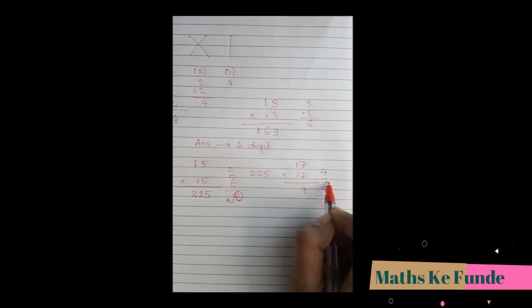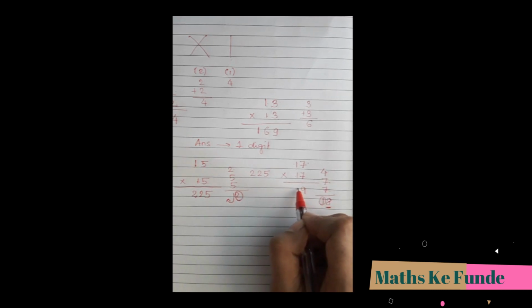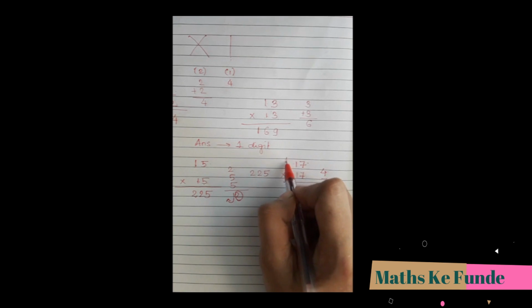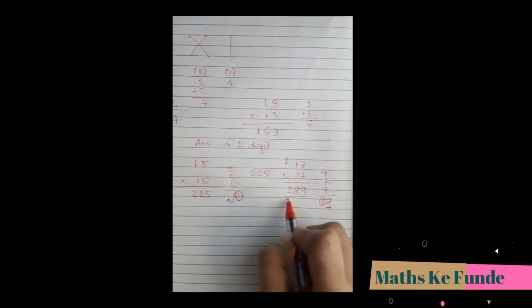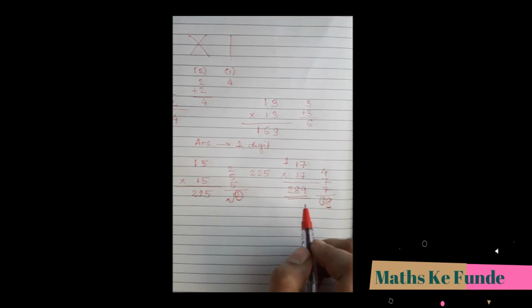7 and 7 is 14. 14 plus 4 is 18. So I'll write down this 8 and I'll carry this 1. So that's 8 and let's carry 1. Now 1 into 1 gives me 1, plus this 1 will give me 2. So my answer is 289.